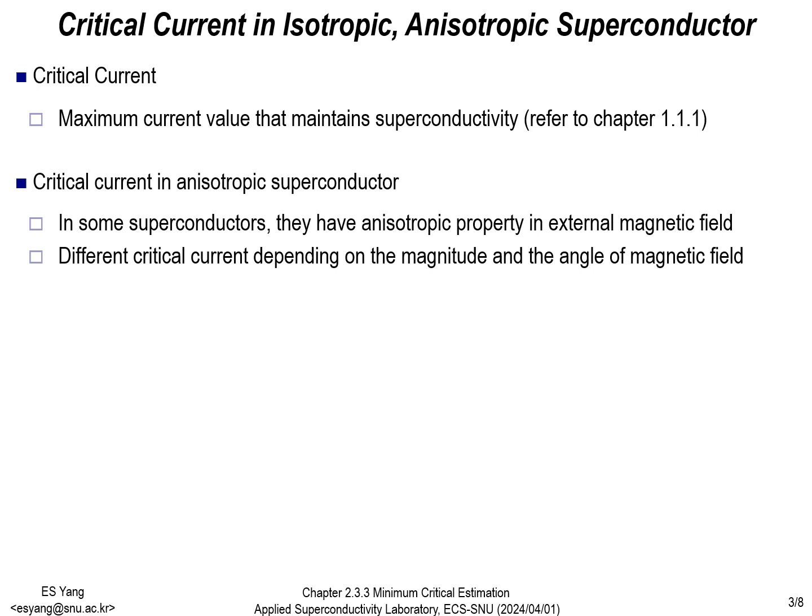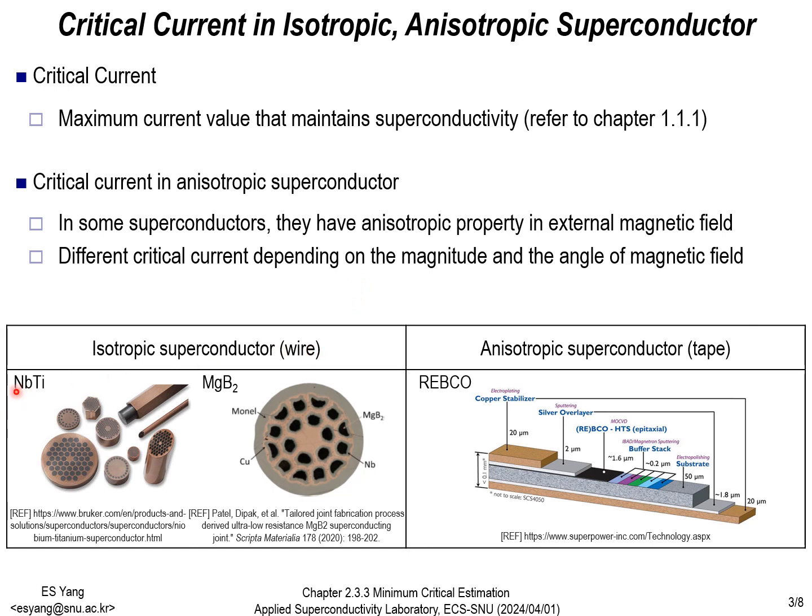In superconductors, critical current refers to the maximum current that can maintain superconductivity. For details on critical current, you can refer to Chapter 1.1.1. Some superconductors exhibit anisotropic properties depending on the external magnetic field. Isotropic superconductors include niobium titanium and MgB2, which are made in wire form. Anisotropic superconductors include REBCO, made in tape form.